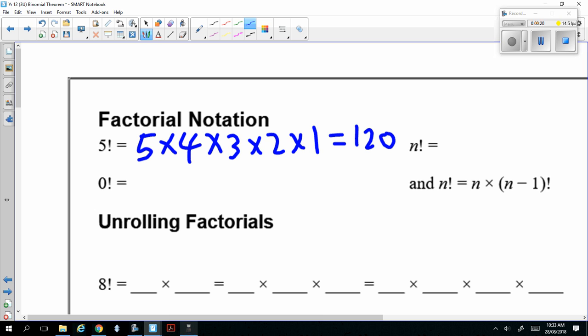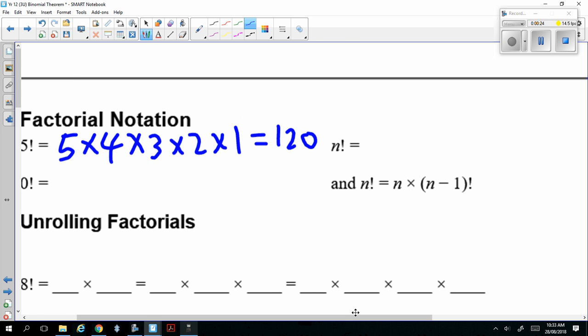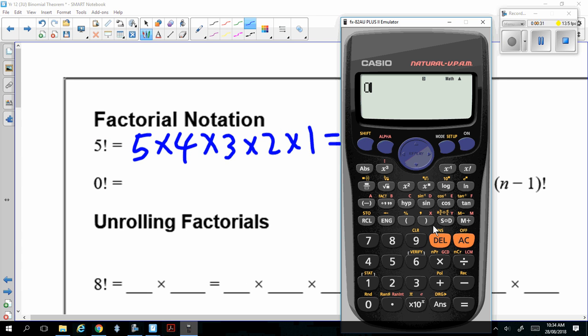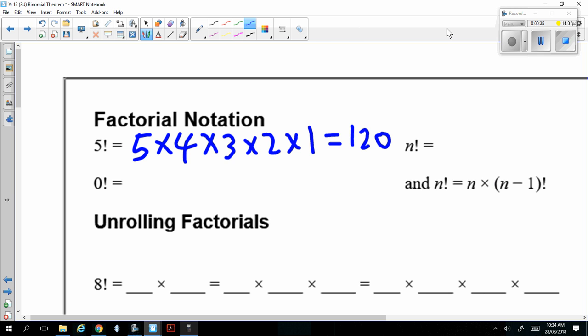And then in general, n factorial is, actually we'll go to 0 factorial first. So now what's 0 factorial? If you use your calculator, it's actually not 0, it's actually 1. You learn why it is 1 later on, but now just accept 0 factorial is 1. Okay, next is n factorial.